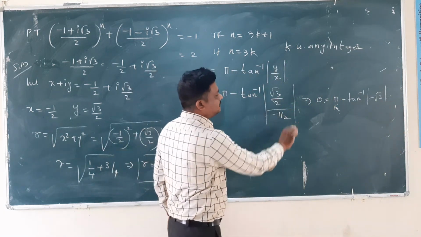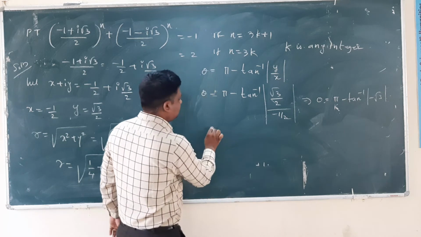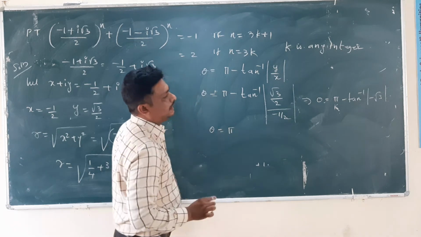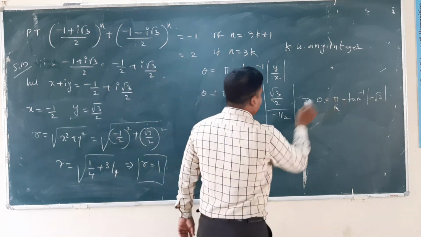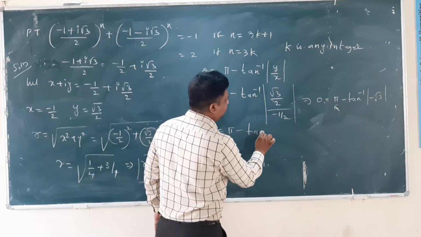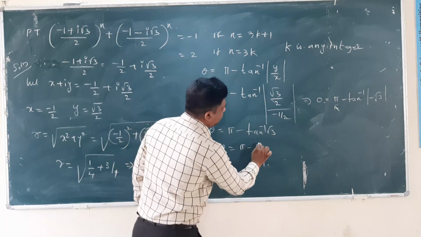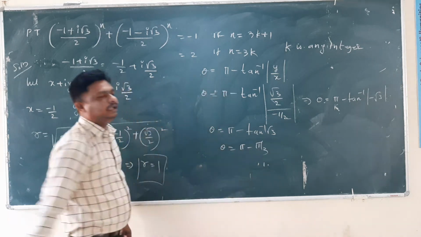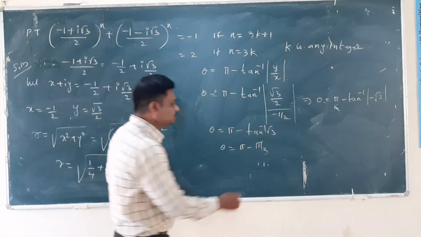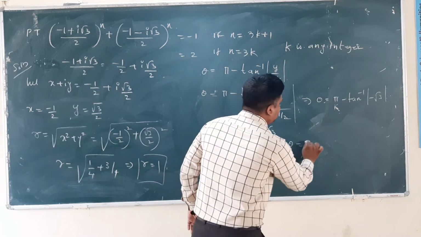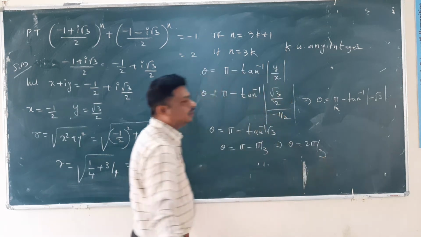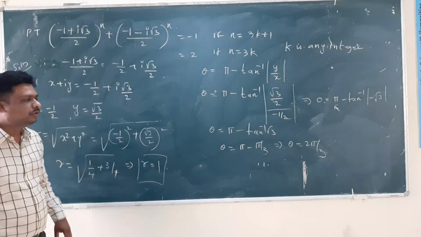Here 2 and 2 get cancelled. So theta is equal to π minus, I will remove this mod, this becomes positive √3. So theta is equal to π minus tan inverse of √3. We know that tan inverse of √3 is π/3. So this implies theta is equal to 2π/3. So this is the value of theta.